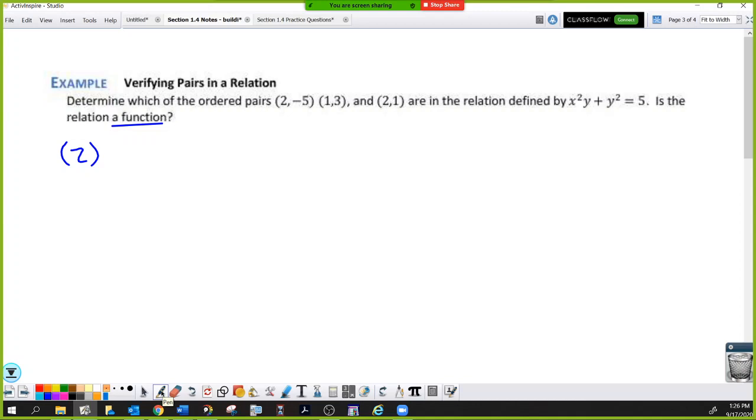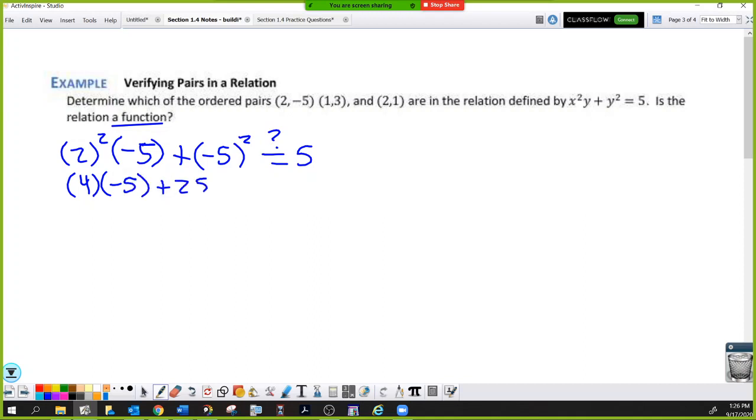Okay, what are we doing? We are plugging in x's and y's to see if these coordinates actually exist on this wacky-looking equation we have. So we have x is 2 and y is negative 5. So 2 squared and our y value, negative 5, plus our y value squared, and we're legitimately curious, does this equal 5? And if it does, yay, it's on the relation. What do we got? We have 4 times negative 5, showing a lot of work, and negative 5 times negative 5 being 25. Still curious, does this equal 5?